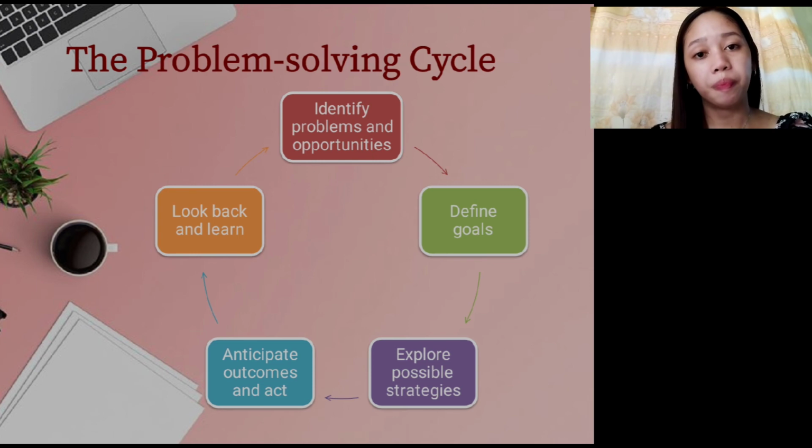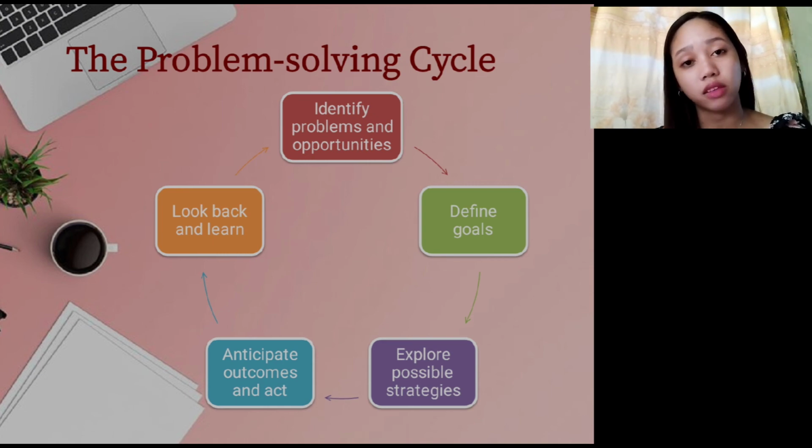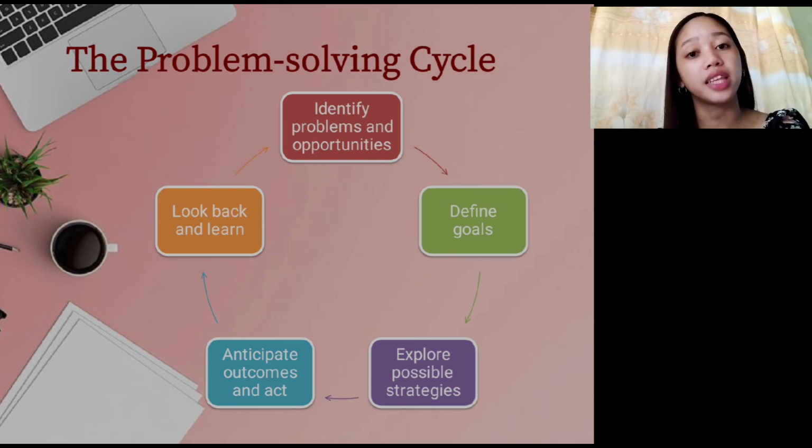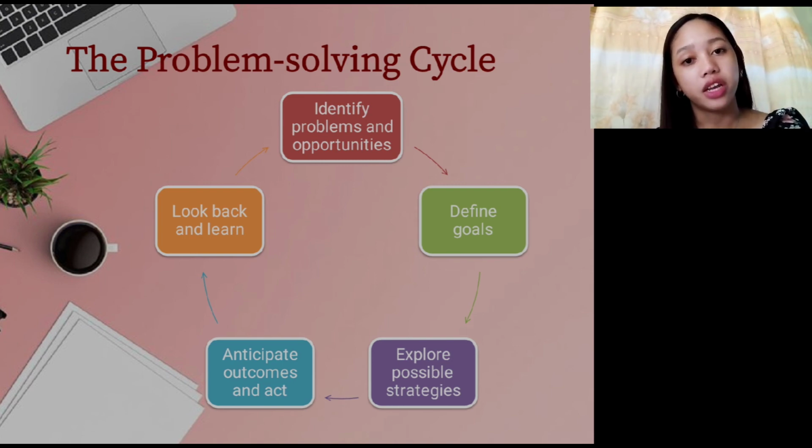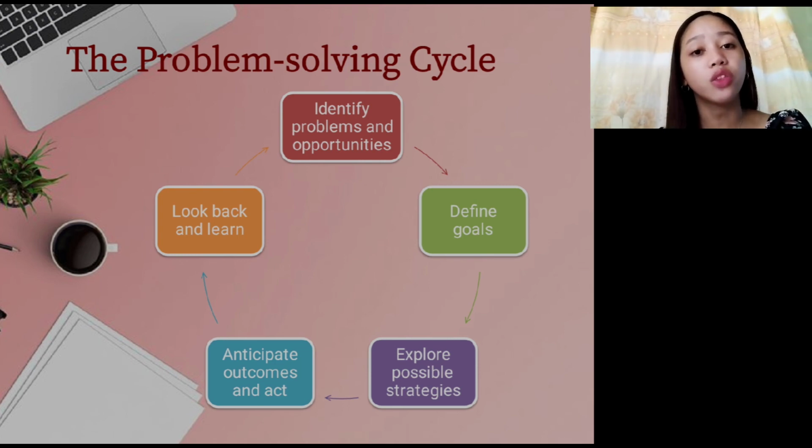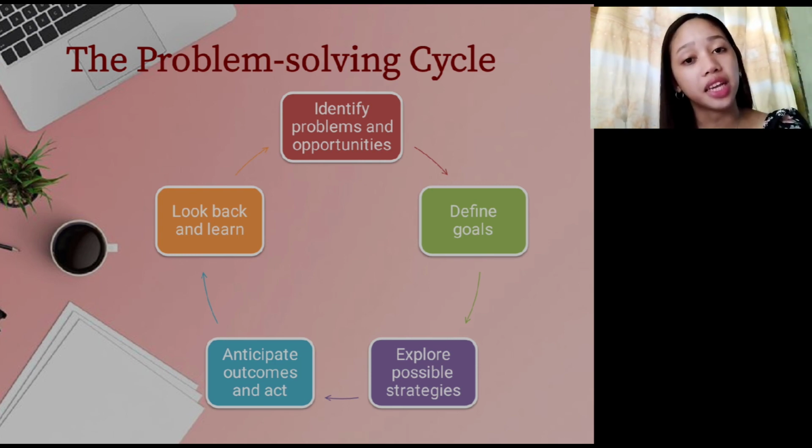Now, here we have the problem solving cycle. It's a cycle because it depends. Say, for example, initially you're able to resolve the problem, so you don't have to try again. But if you find it's just like trial and error, and the first strategy to problem solving did not work, then you have to try again.